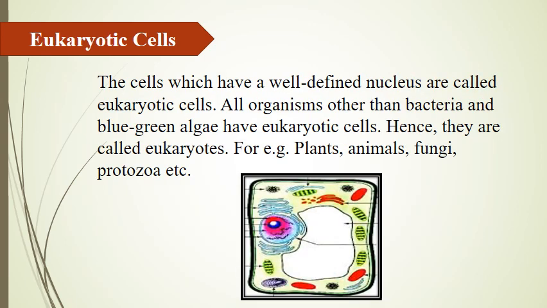Next, eukaryotic cells. The cells which have a well-defined nucleus are called eukaryotic cells. All the organisms other than bacteria and blue-green algae have eukaryotic cells. For example, plants, animals, fungi, protozoa, all these have a nucleus inside their cells, and these are the eukaryotes.